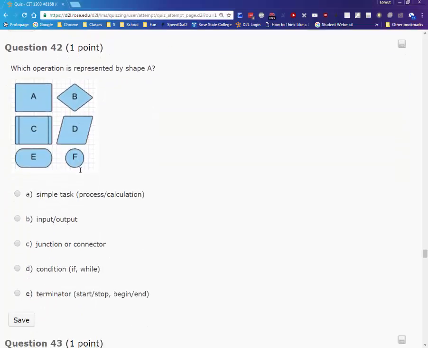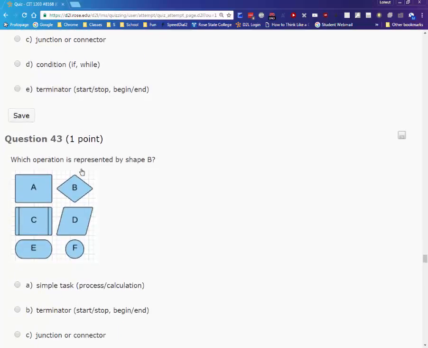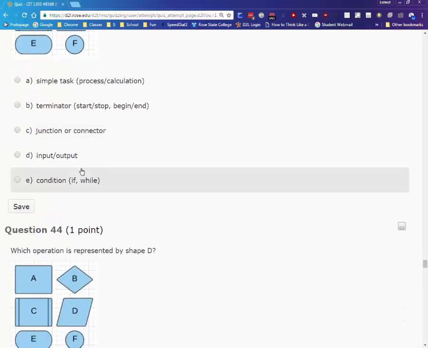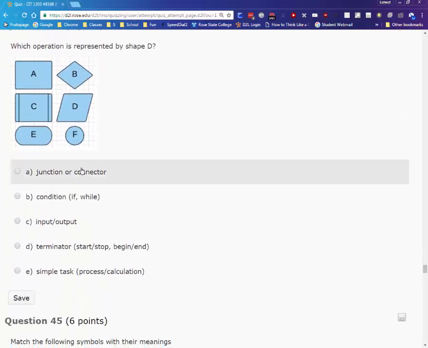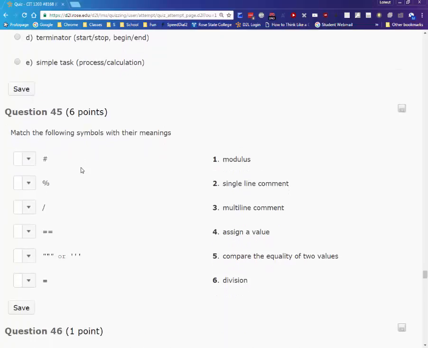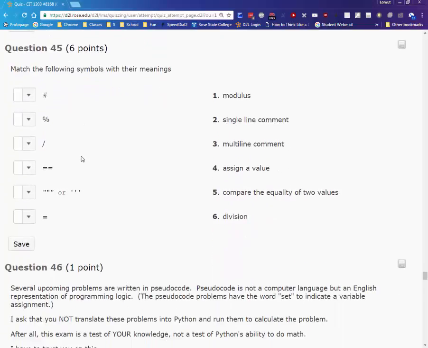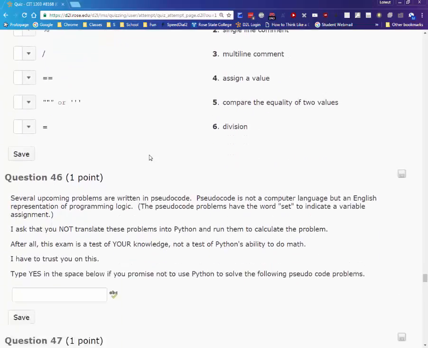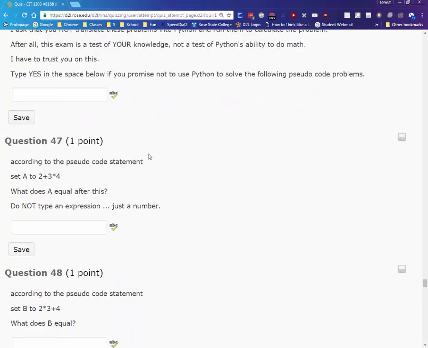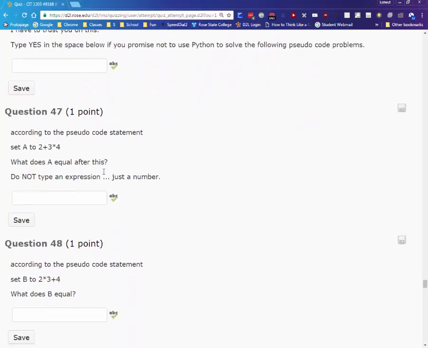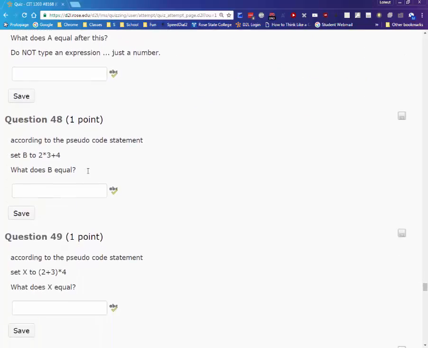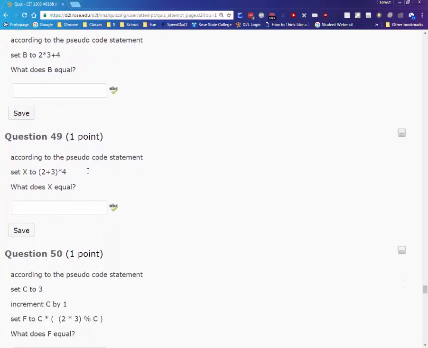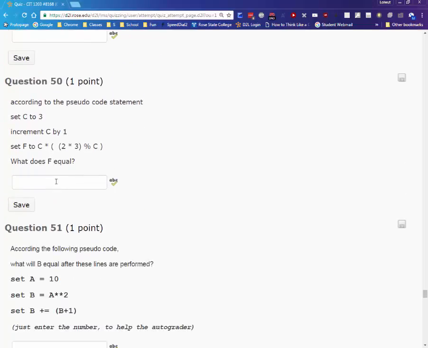And here we have the flowchart shapes again. So if you didn't know the flowchart shapes up above, then you didn't know them down here either. Most people know the symbols and their meanings. This was the most complex expression.